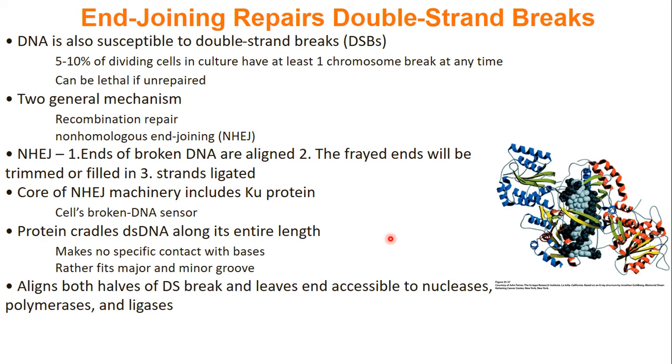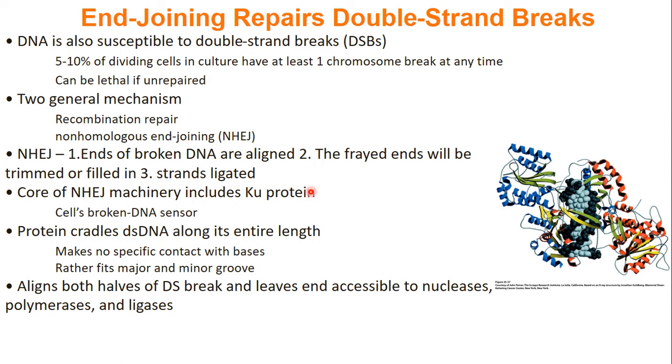And there's two general mechanisms that cells use to fix a double-stranded break. One, recombination repair. Two, non-homologous end joining, often called NHEJ. So I'm just going to go through the very, very basics of NHEJ here.